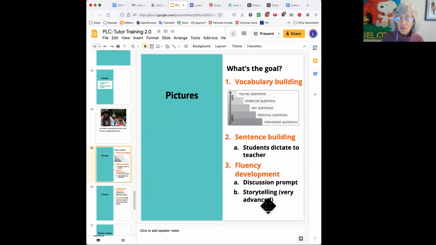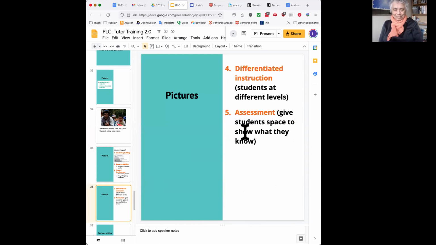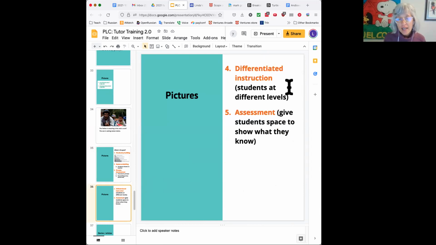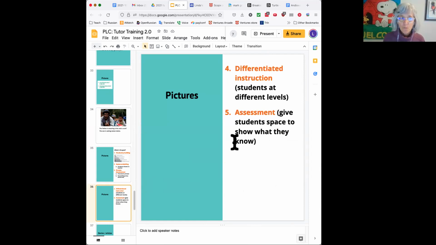We can be asking students to tell a story based on a picture. Pictures are good for differentiated instruction, so you could ask different kinds of questions to different students. And as we've talked about, they're good for assessment because there are lots of different levels at which students can answer that question. So that's the first example from our list of resources: pictures. Any questions?